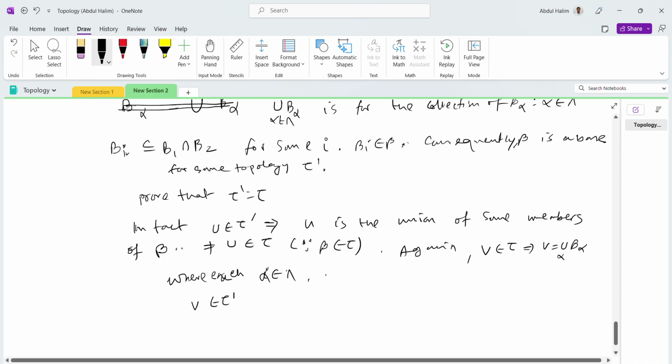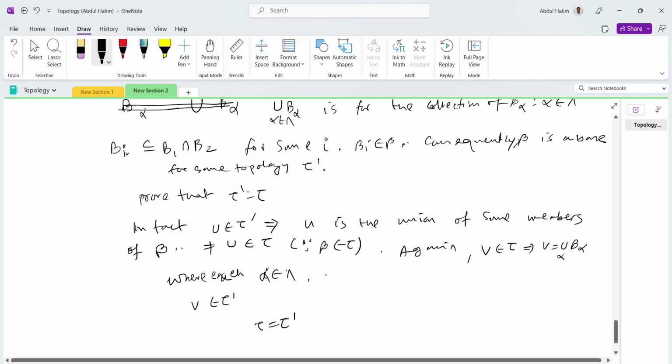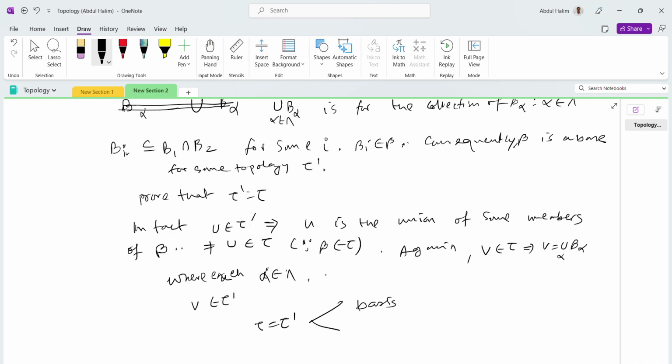Collections of alpha, where each alpha belongs to some index set, we can show that V belongs to tau1. Yes, this also belongs to tau1.